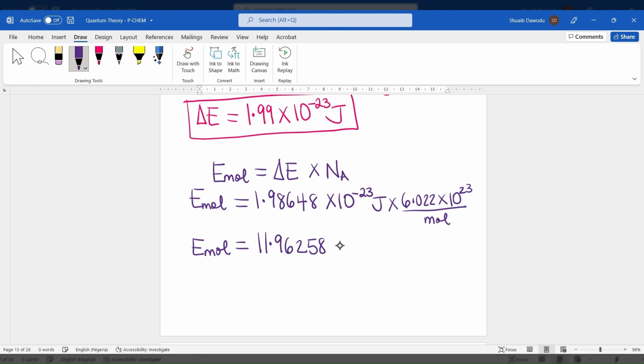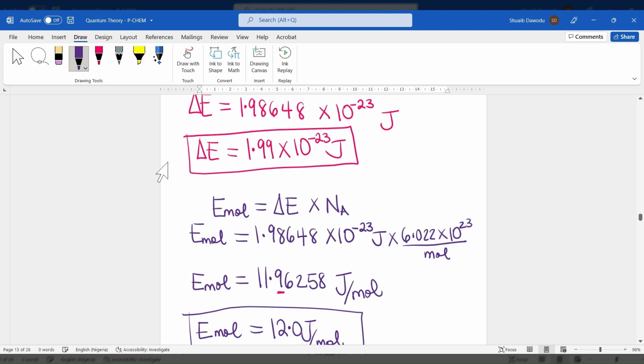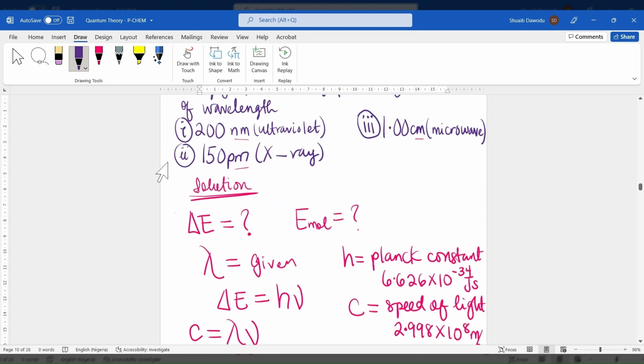11.96258 joules per mole. Now, this is definitely the answer to this. But then again, we have to put our work in three sig figs. So we're just going to end up with the energy per mole of photons equal to 12.0 joules per mole. So that is basically the answer to this question. You'd see now that we have successfully answered the question for each one of the wavelengths, and that basically means we're through with solving this question.